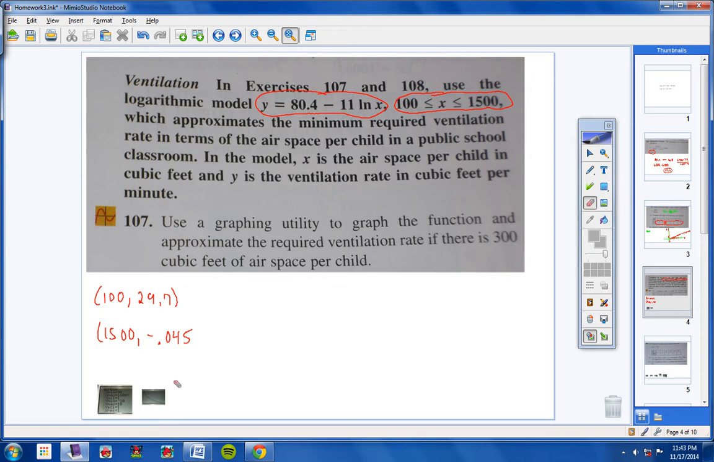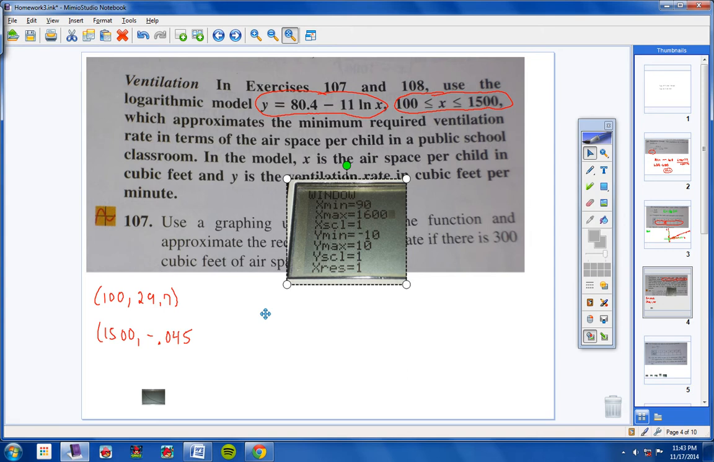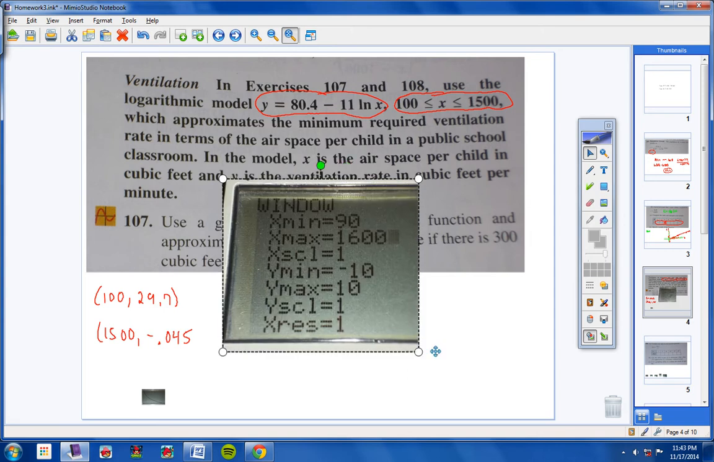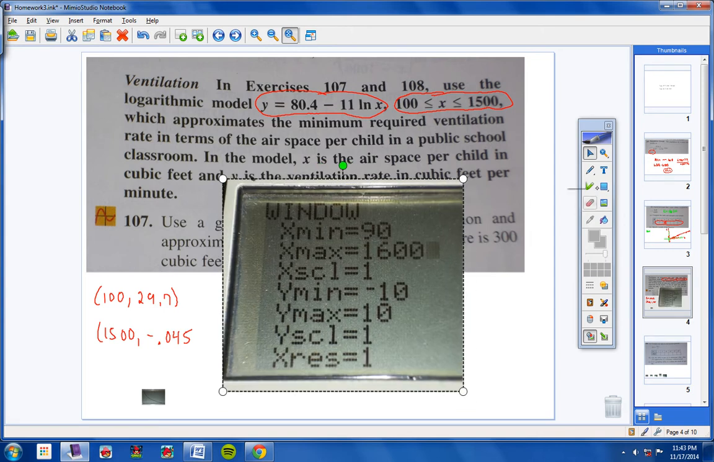Now I can take my window. Did not mean to do that. Hold on one second. Now I can take my window here, and I can change my y values. Okay, so now I'm going to want my y value to be, okay, here's my y minimum. So my smallest y value is negative 0.045. I'm going to go a little less than that. I'm going to put negative 1. Okay, and then for my y maximum, I'm going to put 29.7.